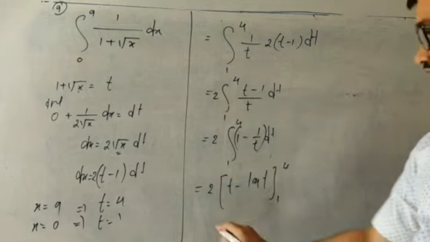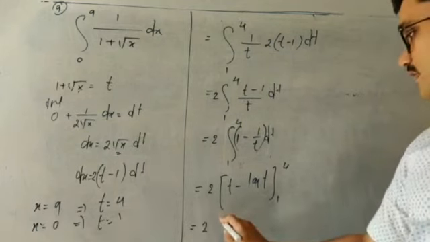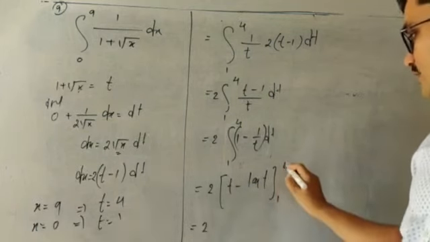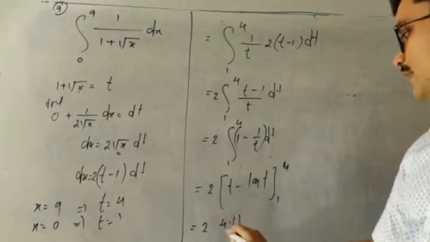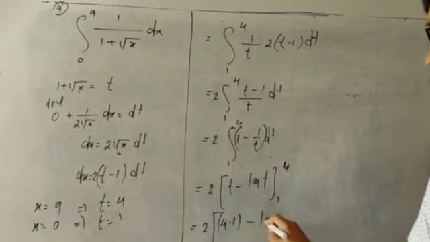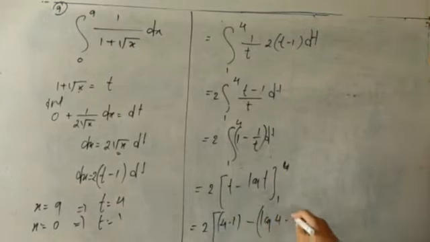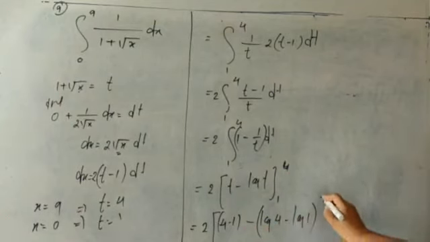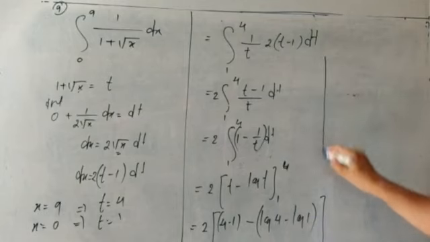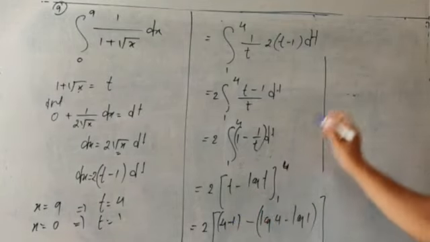Now just put the values. So what is remaining? It's 2 into, I'll substitute for the first one. So it is 4 minus 1 is the first limit, and the second limit is log 4 minus log 1. Right? So log 1 is 0. So this can be written as, I'll write the final answer here. So 4 minus 1, that is 2.